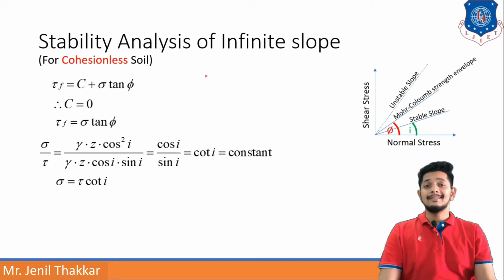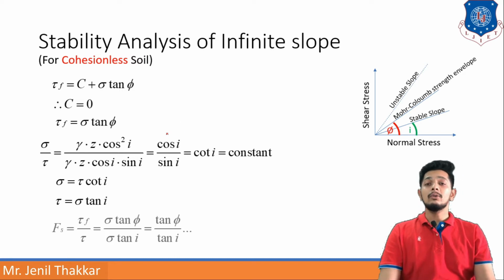Now, from this equation we can write sigma is equal to tau into cot i. In the same way, tau can be written as sigma into tan i. Now we know that Fs, the factor of safety, is equal to tau f by tau. So tau f will be sigma tan phi and tau will be sigma tan i. Sigma will cancel, and the factor of safety for cohesionless soils will be tan phi by tan i, which is for dry soil.